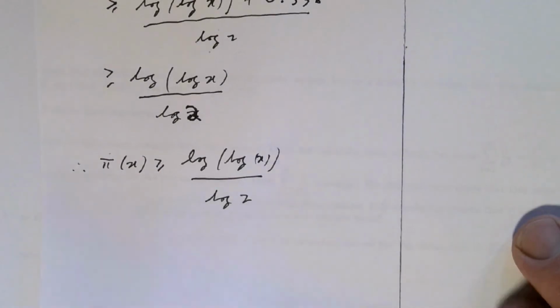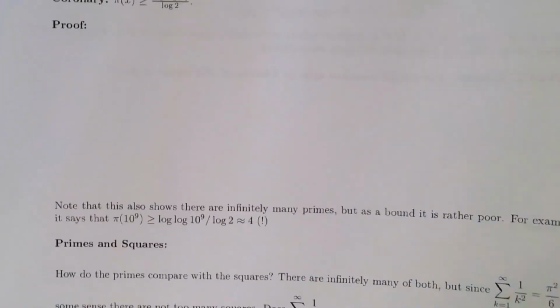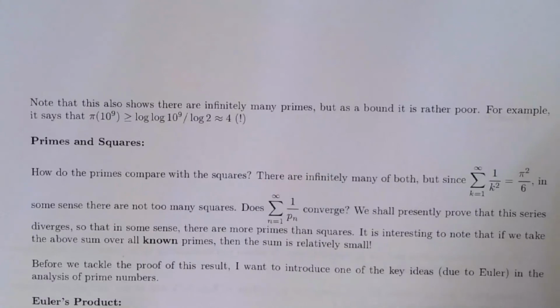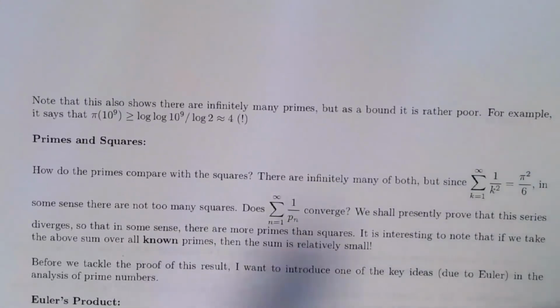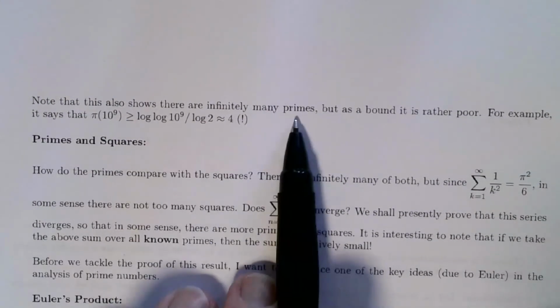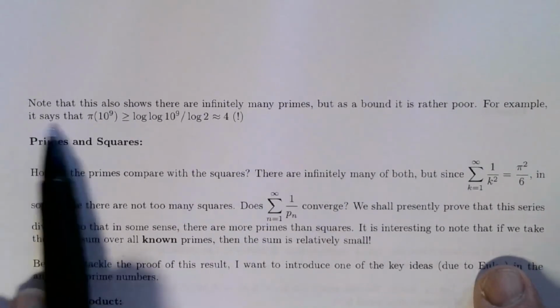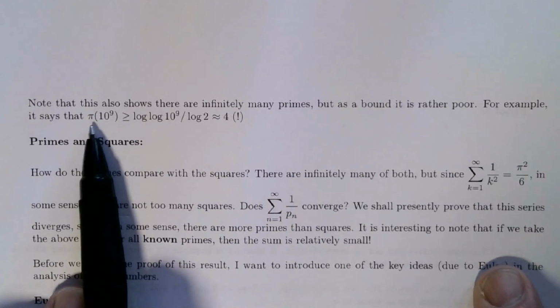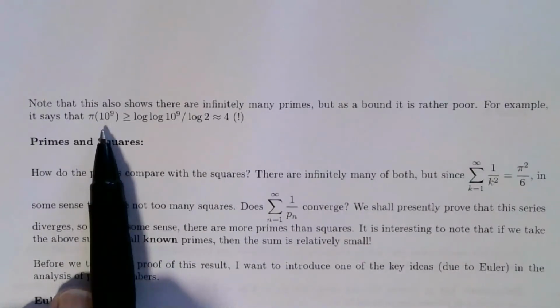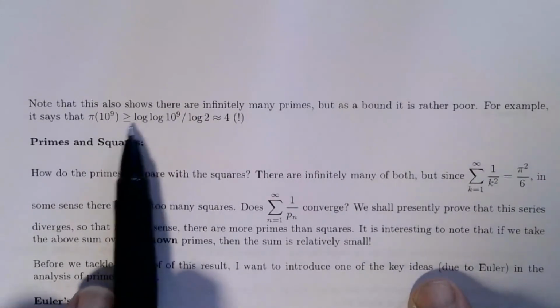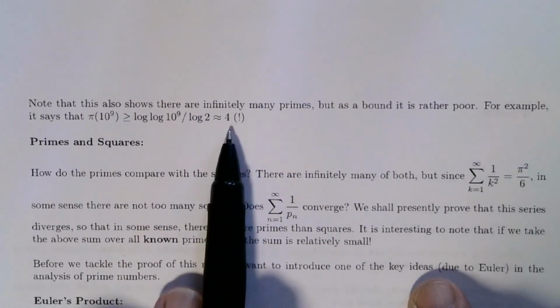Now that particular lower bound is not particularly useful because, as I said, it tells us two things. It tells us we should be thinking about logarithms when we're thinking about pi of x, and it also gives us another proof there are infinitely many primes, but as a bound it's rather poor. For example, if I look at pi of 10 to the 9th, that is, how many primes are there less than 10 to the 9th? Well, there has to be bigger than this number, but that's about 4.